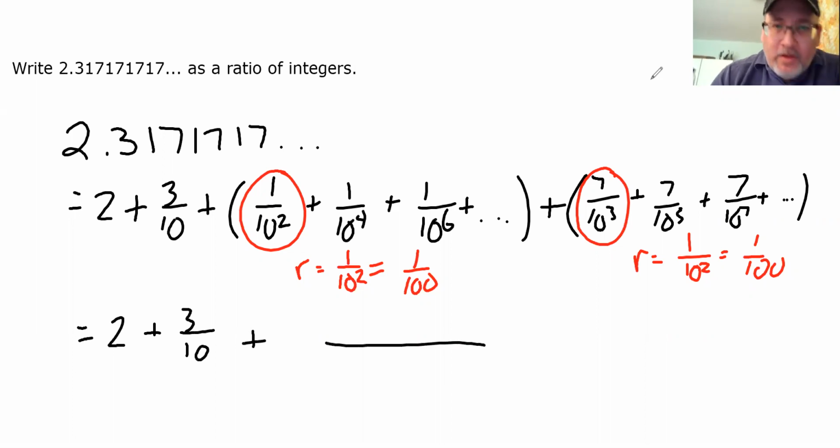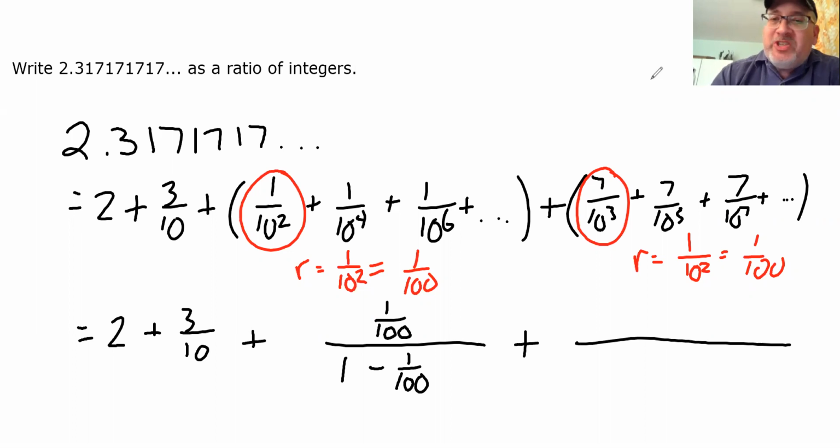plus, for the first series that starts with 1 over 10 squared, the first term is 1 over 10 squared. So the first term is 1 over 100. The ratio is 1 over 100 as well. For the second part, the first term is 7 over 10 cubed, so it's 7 over 1,000. 7 over 1,000. And the denominator is 1 minus the ratio, which is also 1 over 1 minus 100.